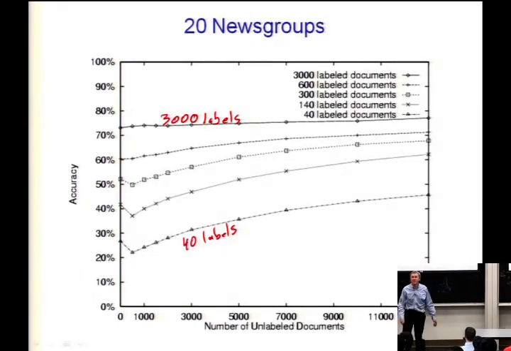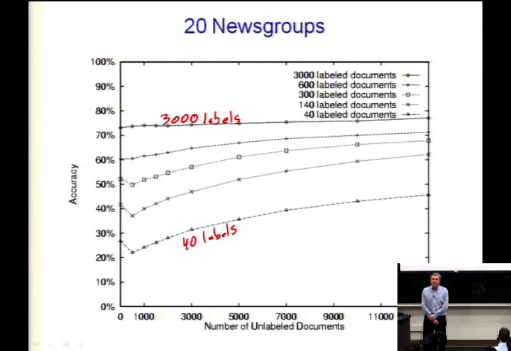Yes? In the previous graph, so you said naive Bayes is basically EM with 0 iterations, right? So how many iterations was that graph from? These were on the order of less than 20 iterations. So EM often converges fairly quickly.